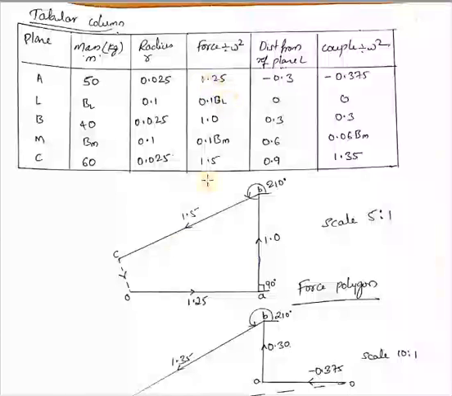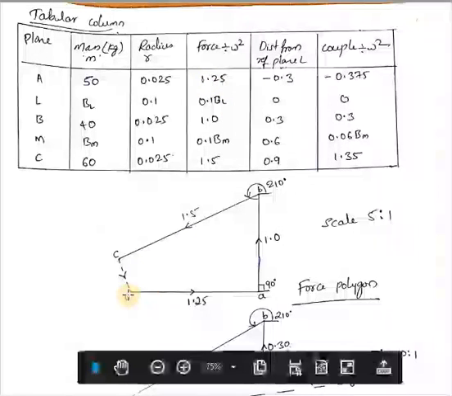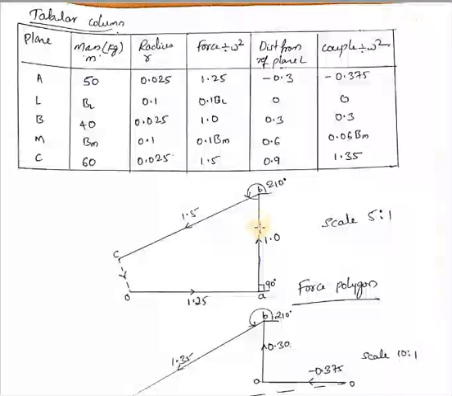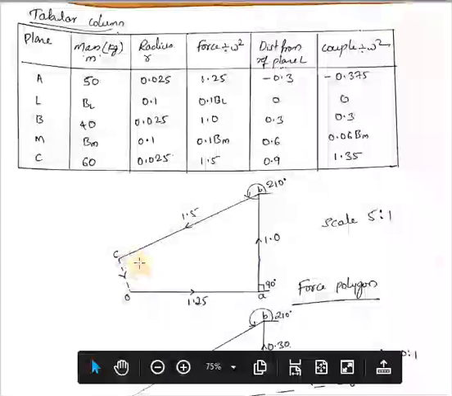Sorry, 1.25 should be the magnitude, and the angle is 0. So O to A, the magnitude is 1.25. Then A to B should be 1 in magnitude and the angle should be 90 degrees. Then from B to C the magnitude is 1.5 and the angle is 210 degrees. And then join C to O to get the unbalanced mass or unbalanced force.